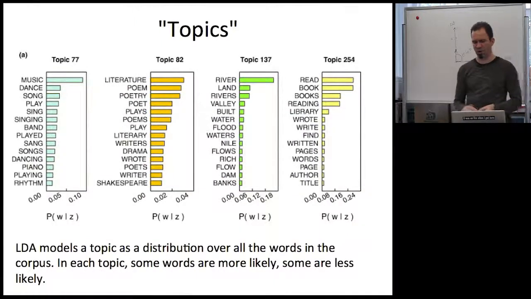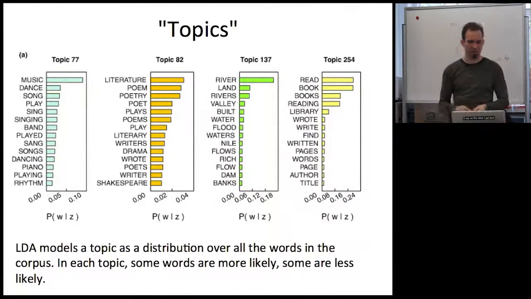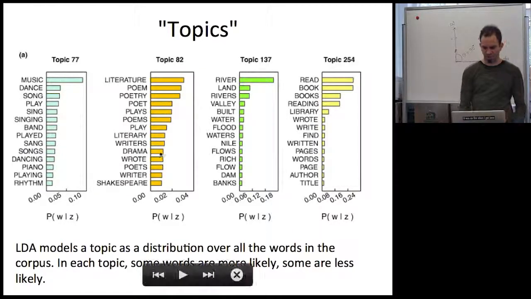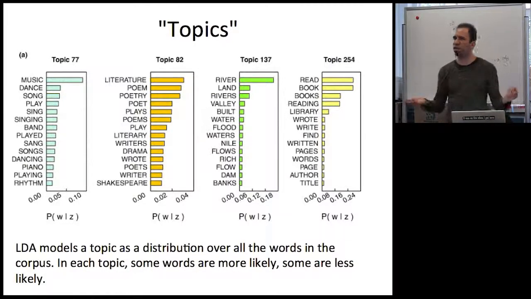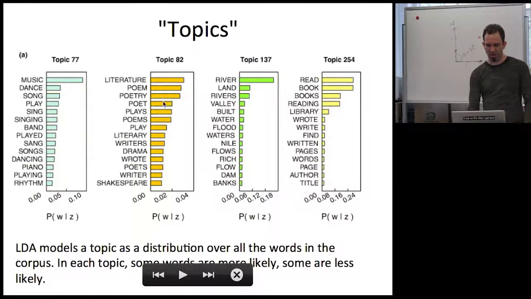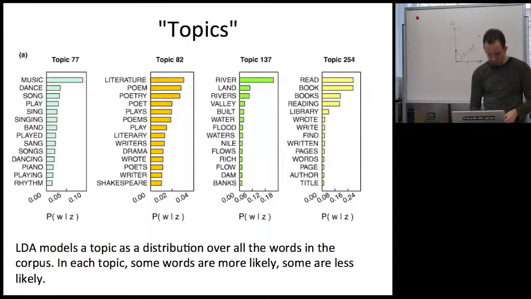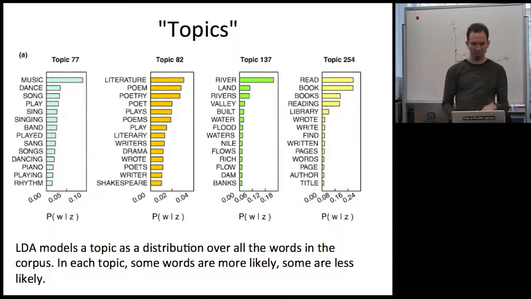And then a topic is a distribution of words. So here are those things that we saw. Topic 137: the most likely word is river. Also lands, rivers, valley, built, water, floods, Nile, flows, rich, dam, flow, banks. So it's a river-ish topic. Whereas this other one has literature, poem, poetry, poet, plays, Shakespeare. It looks like it's about literature and poetry.